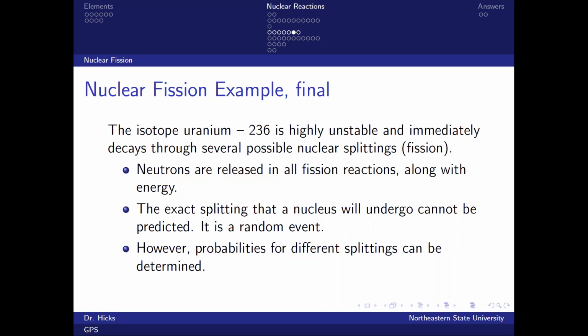There are a whole lot of other possible nuclear splittings that uranium could go through. Which particular one happens, you can't predict. It's completely random. However, we can get probabilities for different splittings happening, so we can know probabilistically what uranium would most likely decay to.